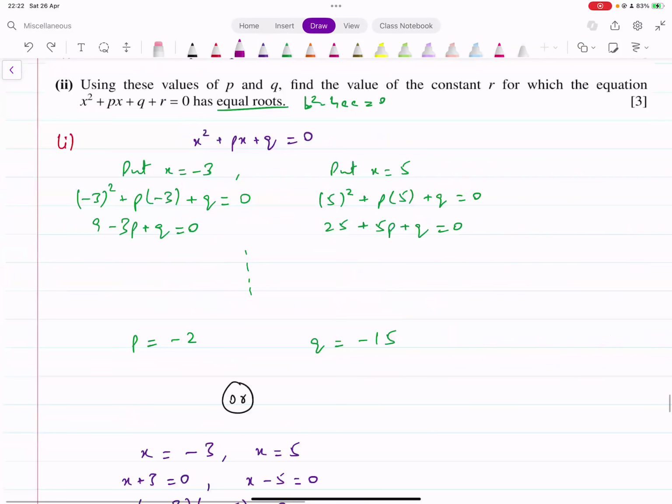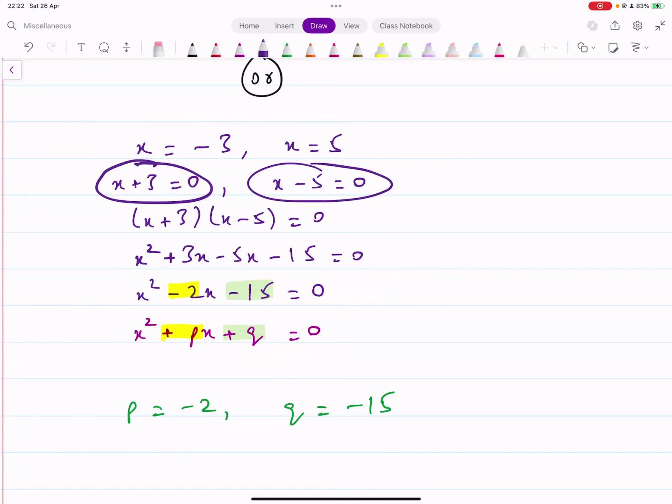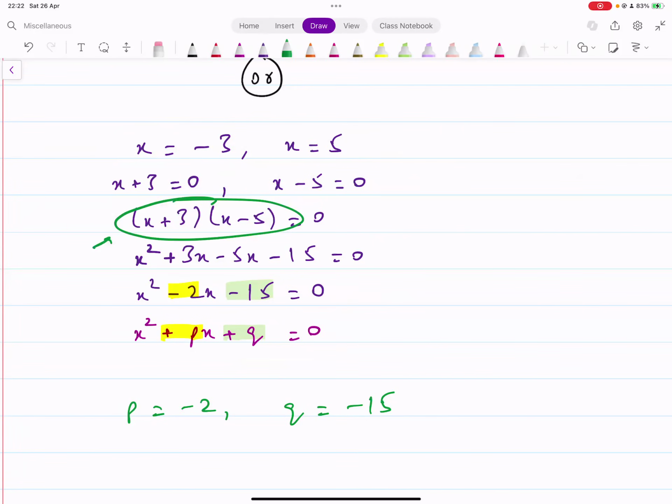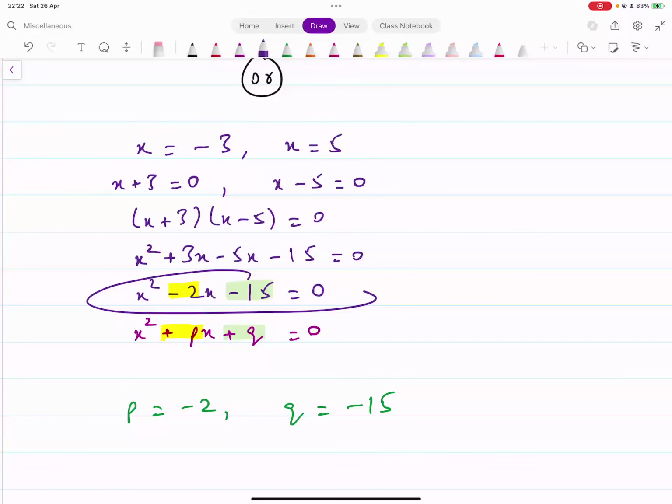That gives us x plus 3 equal to 0, x minus 5 equal to 0. And now we can multiply these two factors, (x plus 3)(x minus 5) equals 0. Simplify this and you get the equation x squared minus 2x minus 15. They told us that the equation is x squared plus px plus q equal to 0.